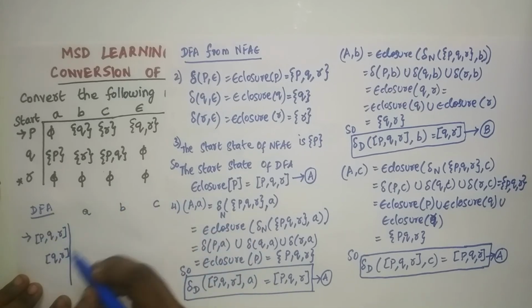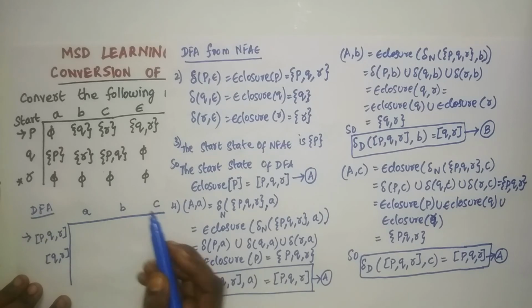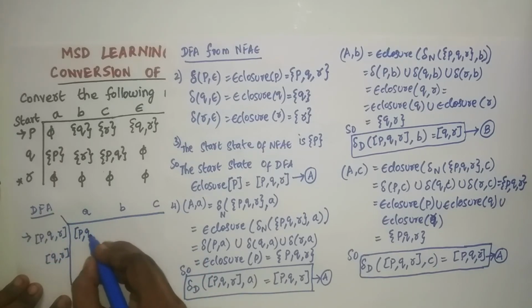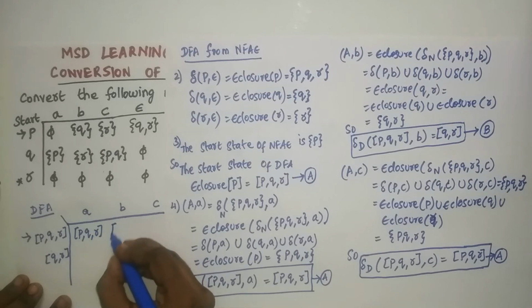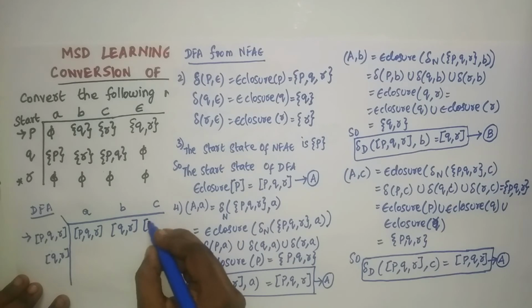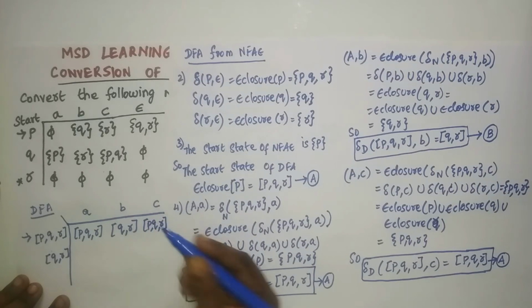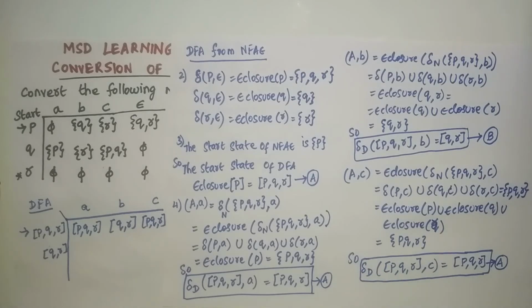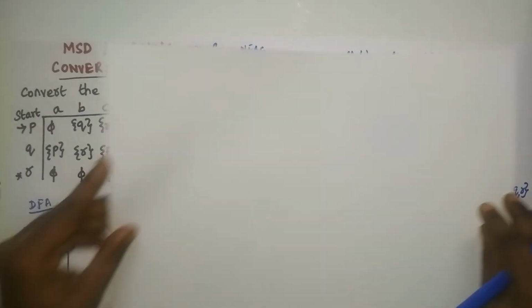Now let us start creating the transition table in parallel. So A on a goes to again {P, Q, R}, A on b goes to {Q, R}, and A on c goes to {P, Q, R}. So now we have completed the state A. Now we need to process capital B. So B is {Q, R}.